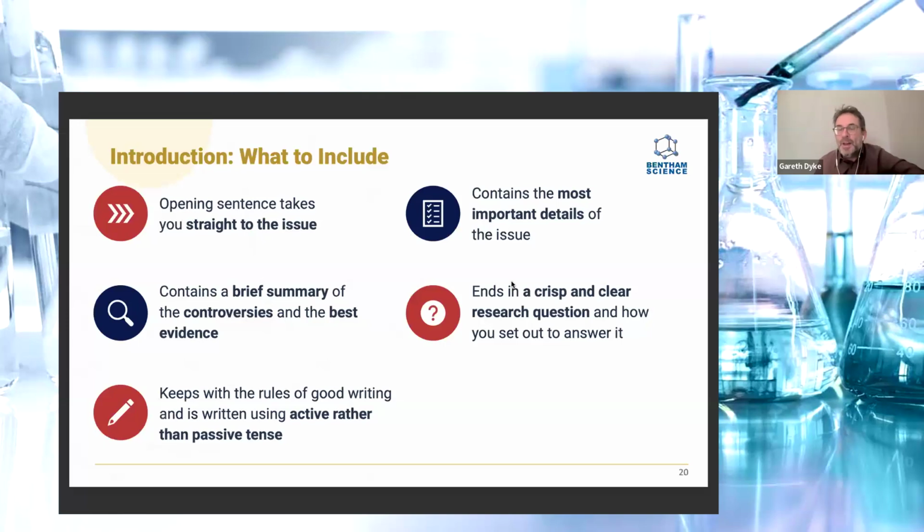So, to summarize for you, what to include in an effective article introduction: an opening sentence that takes you straight to the issue, a brief summary of the controversies and best evidence, the state of the art in this particular area, as we like to say, the most important details relevant to this particular issue, so not a literature review. And keep within the rules of good writing, as we talked about already: active voice, present tense if you can, so active rather than passive voice. And end your introduction with a crisp and clear research question that tells the reader what's going to happen next.